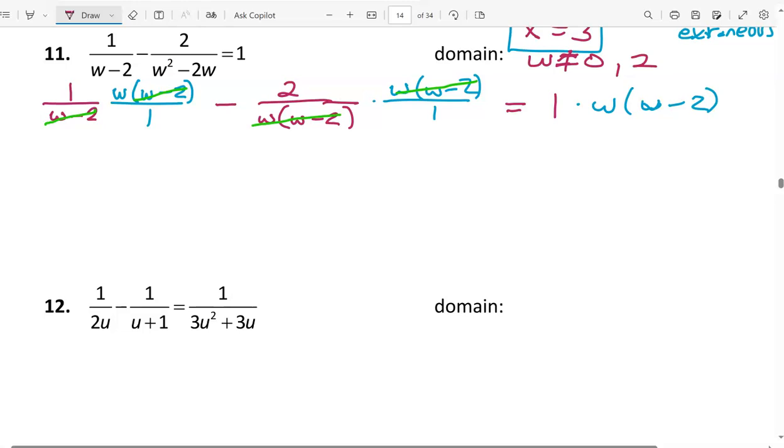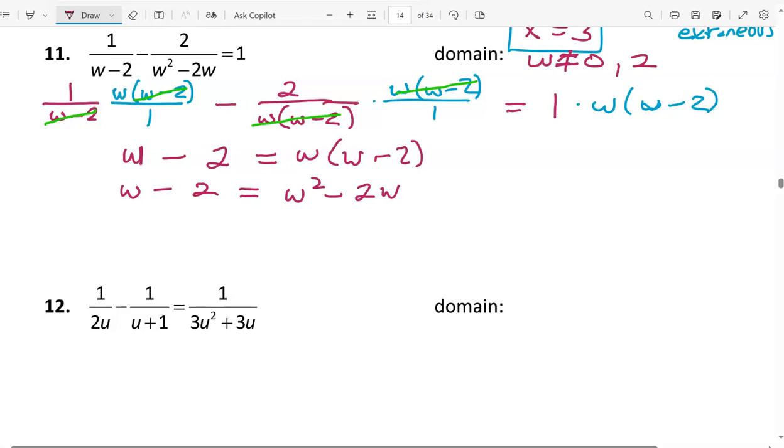This leaves the result of the first multiplication as 1, and the second as 2. Excuse me, the first multiplication is 1 times w, the second is 2, and then on the right side we have w times w minus 2. We need to multiply the right side, so we get w squared minus 2w.